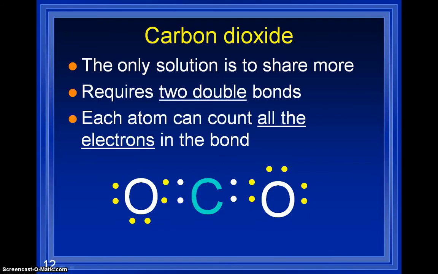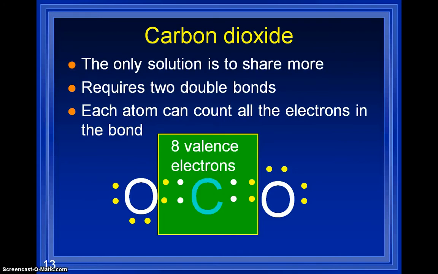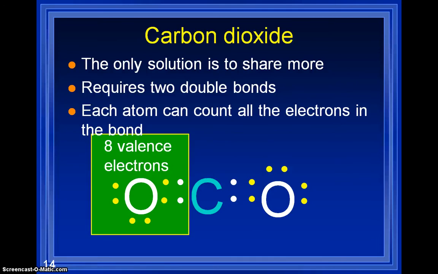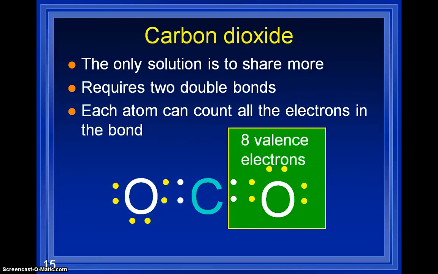If we add up the total number of electrons, we can see that carbon, by sharing two pairs, has 8, and each individual oxygen also has 8. So those are some basic examples of multiple bonds, including some that are diatomic molecules.